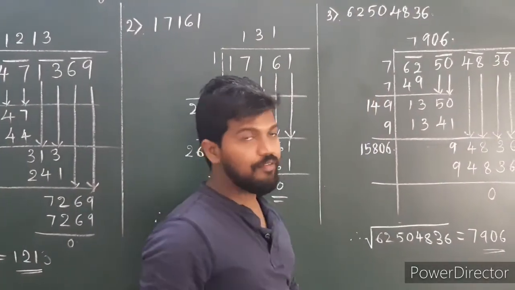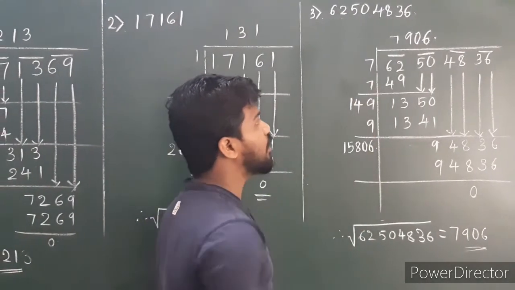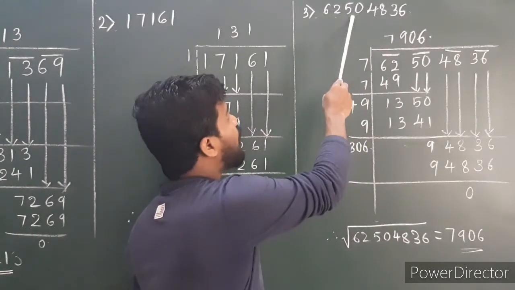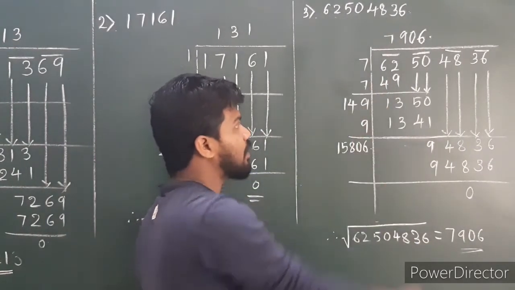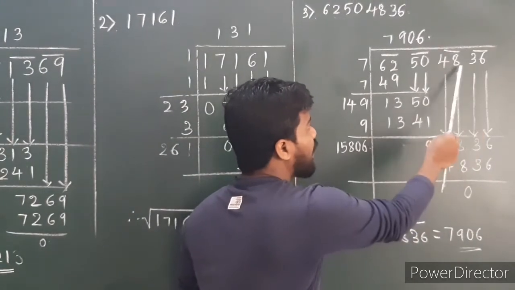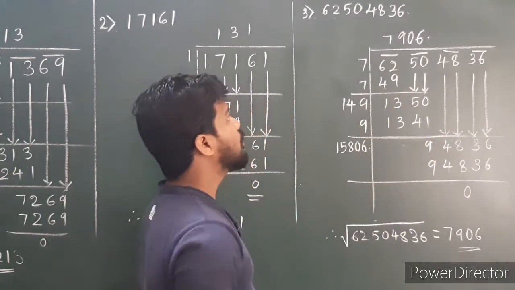The next problem you have is 6 crore 25 lakh 4,836. You see that it is a somewhat big number. Now make it into pairs. So 3 and 6 one pair, 4 and 8 one more, 5 and 0 one more, and 6 and 2 one more pair.